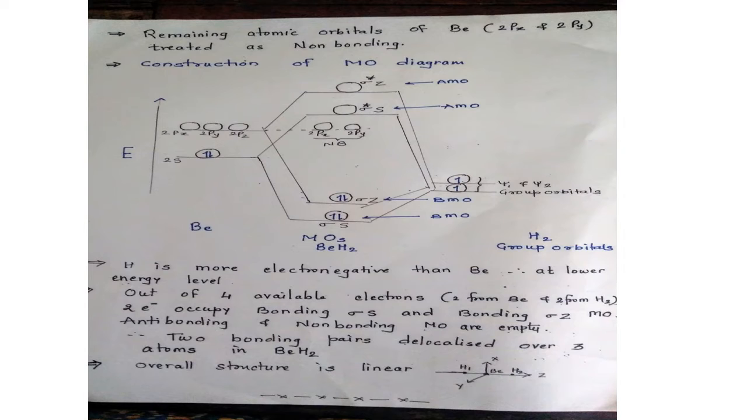So we observe two bonding pairs, which correspond to two covalent bonds with central beryllium, and therefore beryllium at the center is linked to two hydrogen atoms forming a linear geometry, and the two bonding pairs are delocalized over three atoms in the beryllium dihydride molecule.